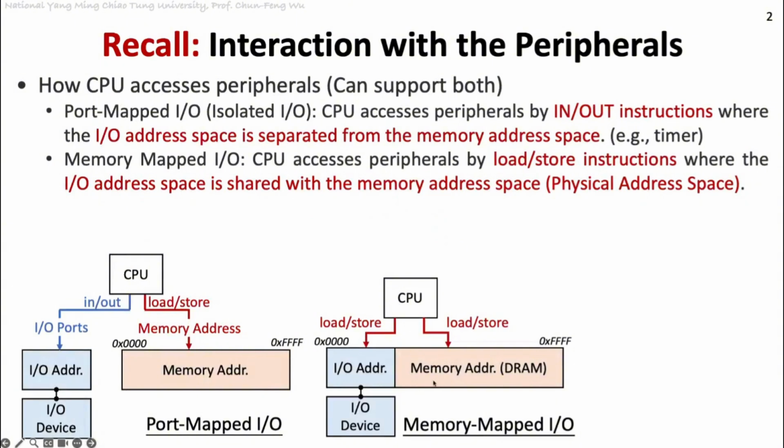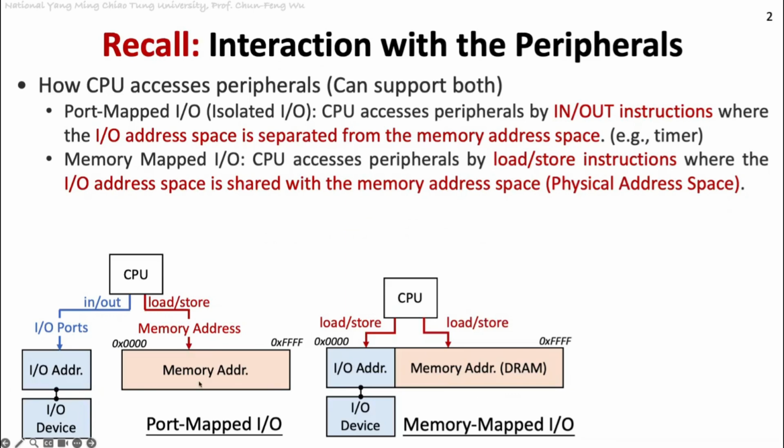Okay, but the thing about port mapped I/O is like this. Several decades ago, we didn't have that much address space. For example, in a 32-bit system, we can only address up to 4 gigabytes, right? 2 to the 32 is 4 gigabytes of address space. So now if there are a lot of I/O devices and they are going to share the 32-bit address space with the memory device, in this case we don't have that much space for using memory mapped I/O.